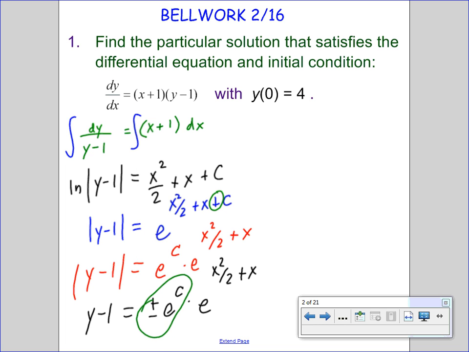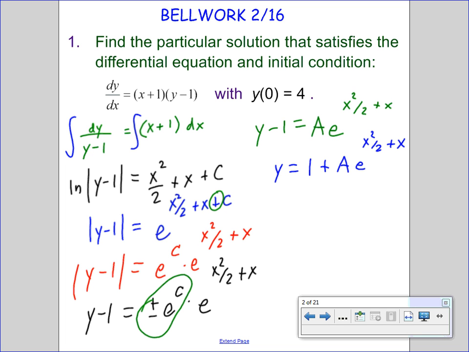This allows us to grab onto that plus or minus e to the c, and call that a constant a. So I get a times e to the x squared over 2 plus x is equal to y minus 1, and now I can solve to get the general solution y equals 1 plus a times e to the x squared over 2 plus x.